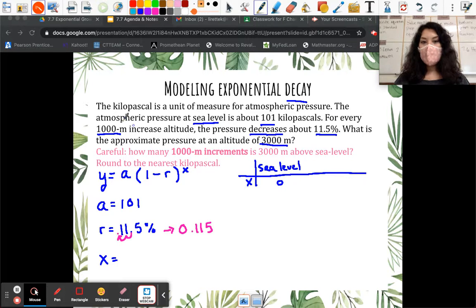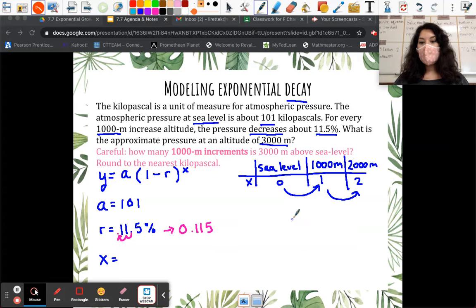And then it's saying for every 1,000 meter increase, okay? So we need to think about how this increment is changing when we get to 3,000 meters. It's an increase of 1 increment when it increases by 1,000 meters. When we get to 2,000 meters, that's another 1,000 meter increase, so our increment would be 2.